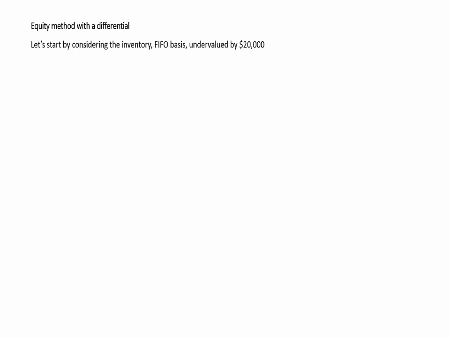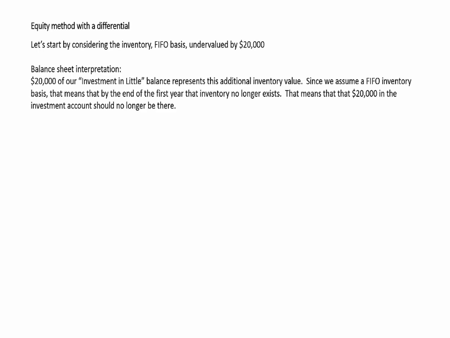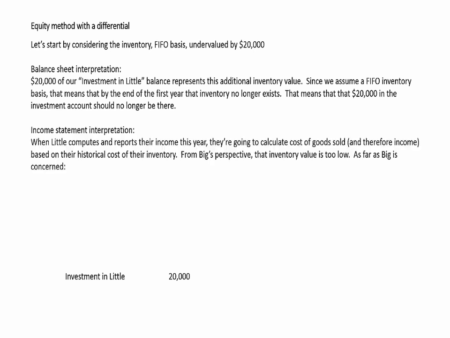Let's go ahead and start by considering the inventory, again, under a FIFO basis, undervalued by $20,000. From the balance sheet interpretation, we'd say, okay, our investment in Little account includes $20,000 that we paid for this extra inventory value. Under a FIFO inventory basis, by the end of the first year of ownership, that inventory has been sold. It no longer exists. So since that inventory no longer exists, that $20,000 premium in the investment in Little account should no longer exist either. So we're going to go ahead and credit the investment in Little for the amortization.